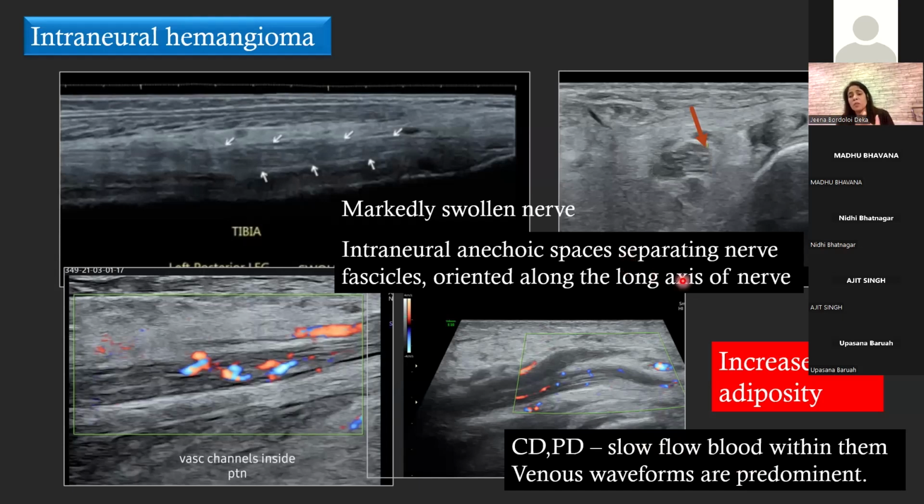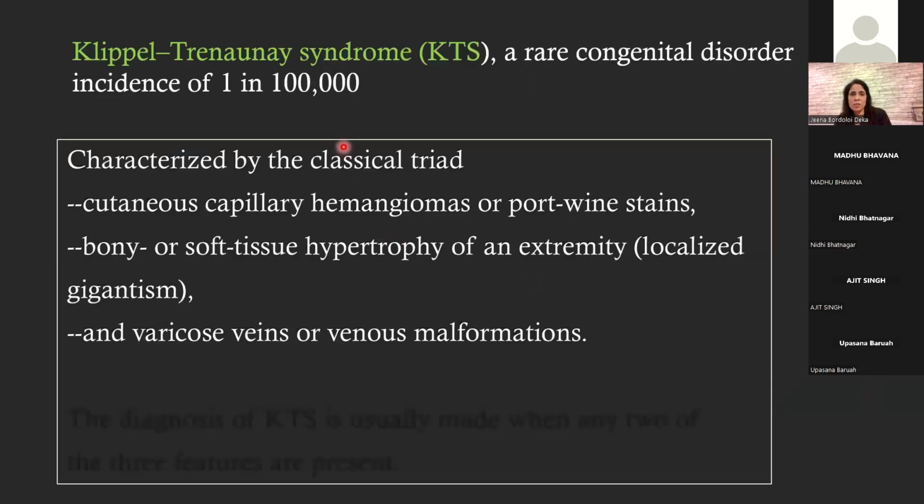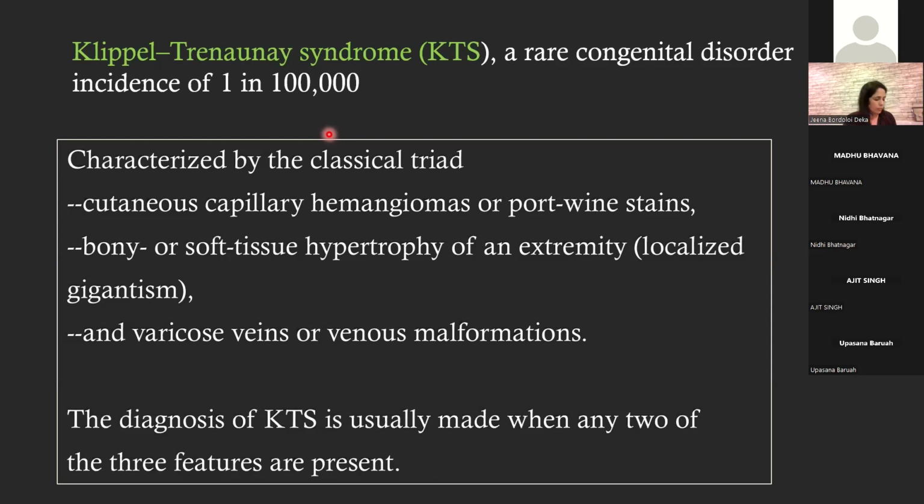But a very important sign which I found is the increased adiposity, which was seen to surround the intraneural hemangiomas. So again, with the encouragement of Nidhi ma'am, Dr. Mohit and Fernando, we reported this never before reported case, that is the intraneural hemangioma in Klippel-Trenaunay syndrome, the role of musculoskeletal ultrasound in the diagnosis. Klippel-Trenaunay syndrome is characterized by the classical triad of multiple cutaneous capillary hemangiomas or port wine stains. There might be bony or soft tissue hypertrophy of an extremity, also known as localized gigantism, and there might be varicose veins or venous malformations. Excuse me. The diagnosis of Klippel-Trenaunay is usually made when any 2 or 3 features are present.